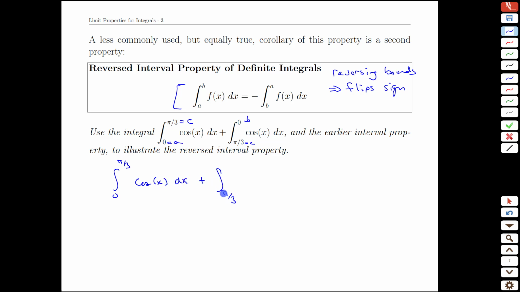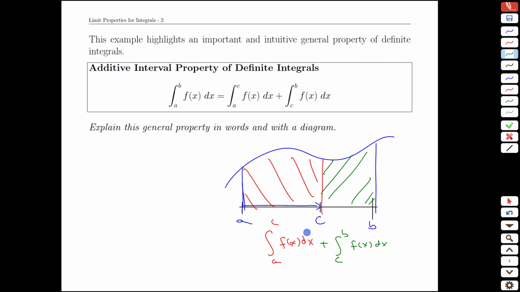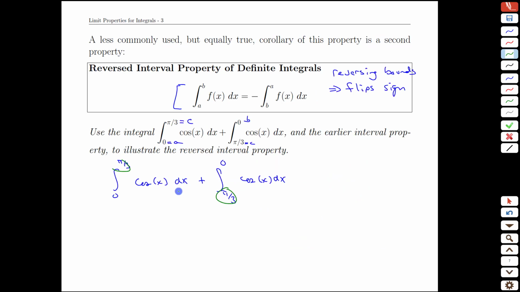Here, sorry, let's finish this off, cos of x dx. If we have the same endpoint here and here, I'm just going to go back a page, same endpoint here and here, then we can collapse the integral and just make this equal to the integral from the first starting point, 0, to the last ending point, also 0. And, well, that's the area under the graph from the point 0 to the point 0. And that has 0 area.